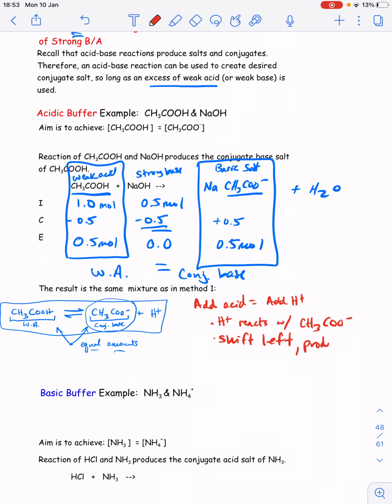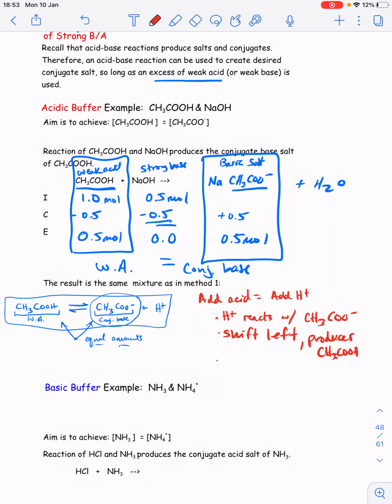which produces the ethanoic acid molecule. But so basically any H+ that is added will get neutralized. So the pH won't really change much. It will change a tiny bit, but not the same as if it was just added to something like distilled water. So the H+ is neutralized, and you get minimal pH change.